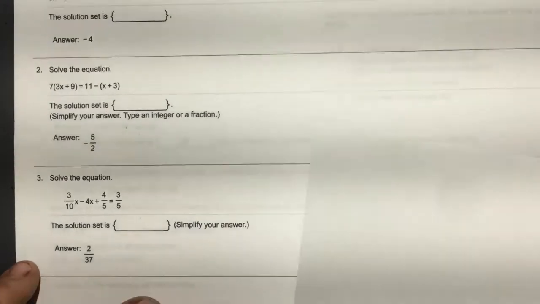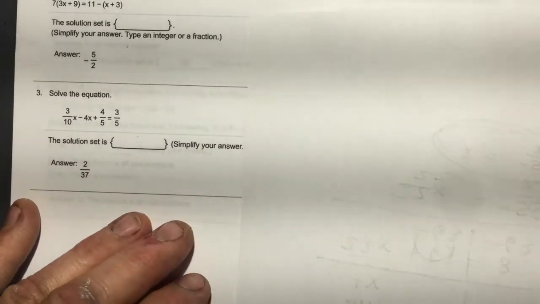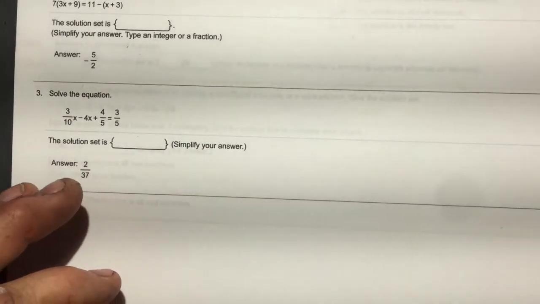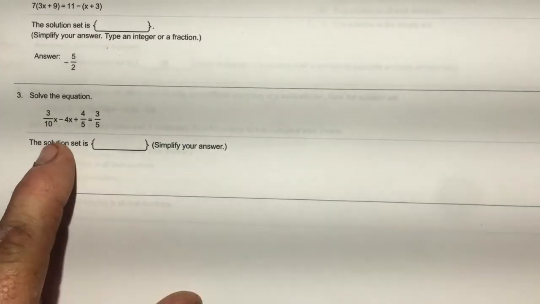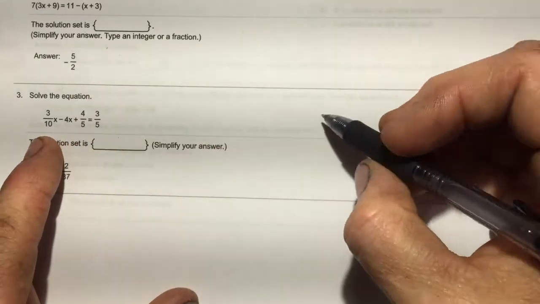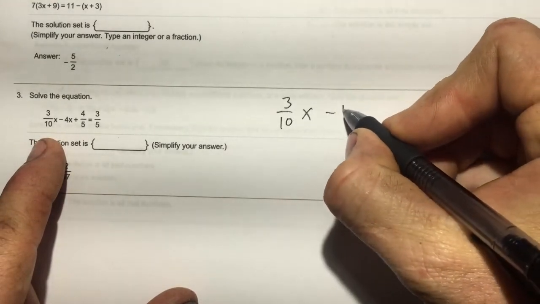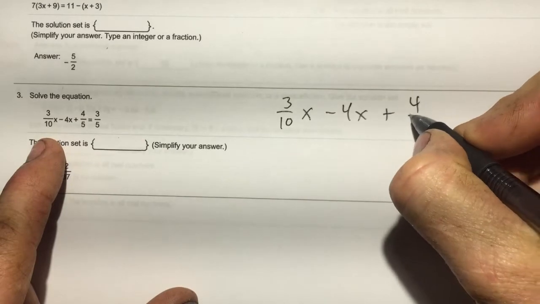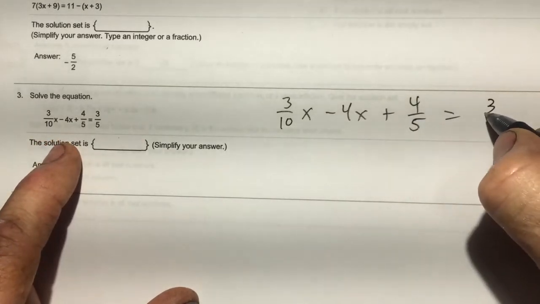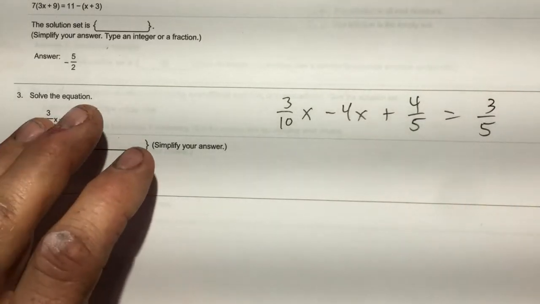All right, let's go to number 3. Now, number 3 here, I may just do it on this paper. Number 3, we've got, let me write it out here. 3 over 10 times x minus 4x plus 4/5 equals 3/5. Too many fractions. Too many.